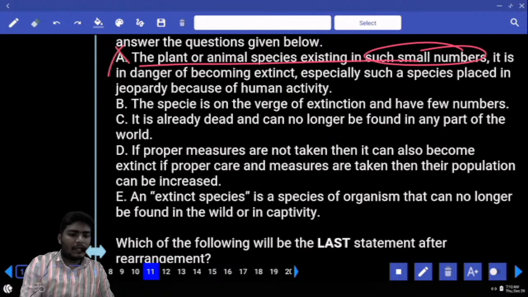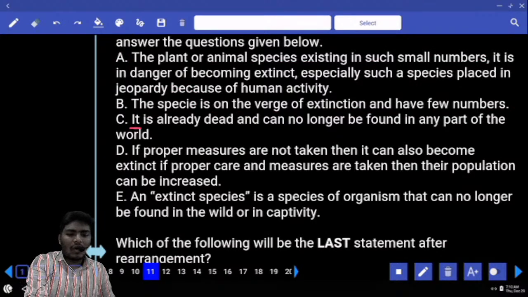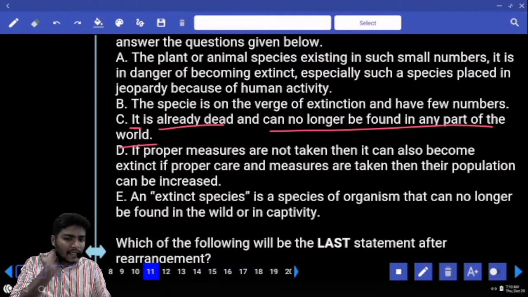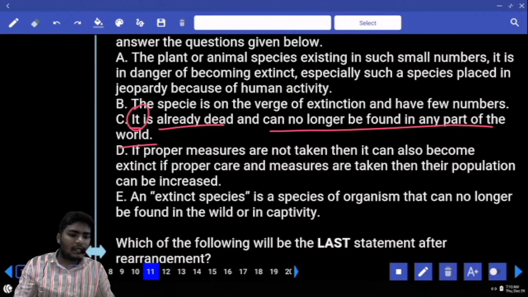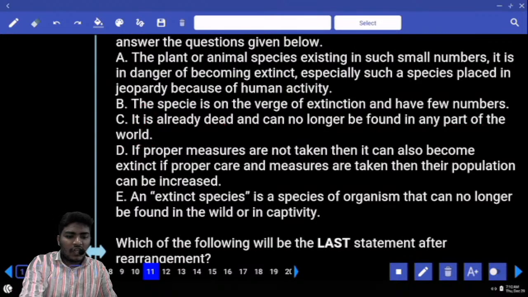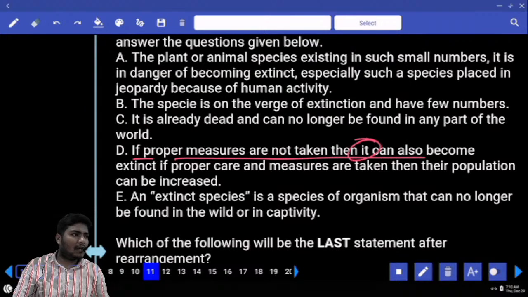A cannot be the beginner. The species is on the verge of extinction and have few numbers again. It doesn't look that good. Again, we are coming across the species. Look at this one. It is already dead and can no longer be found in any part of the world. Like almost less in number. So we are referring to it as it here. We cannot use the pronoun in the beginning. Keep that aside. If proper measures are not taken, then it can also become, again we are using a pronoun here, cannot be used, just like C.